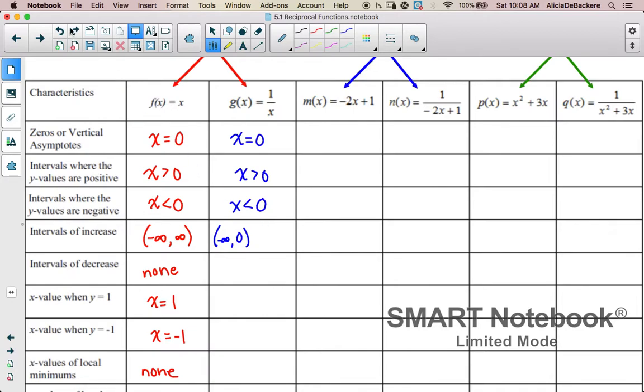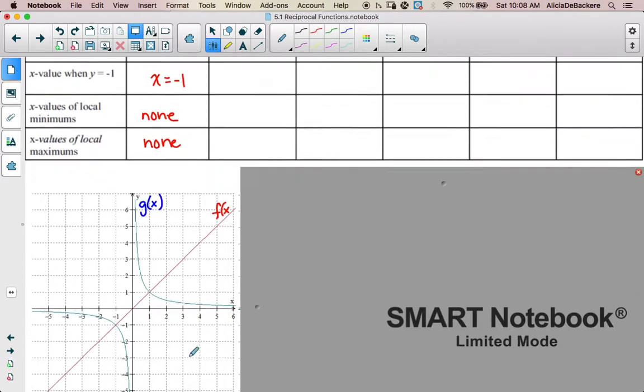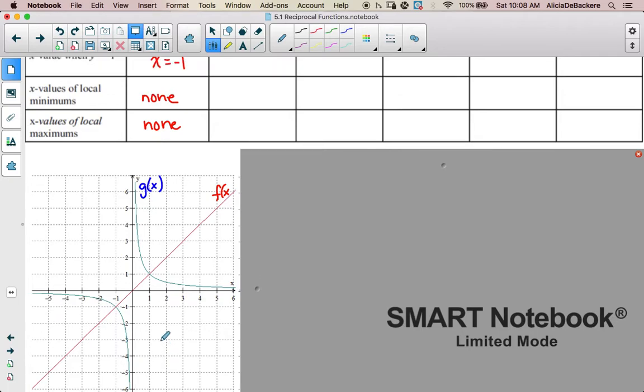Oh, sorry, I was heading down. Not up. I put that in the wrong spot. Negative infinity to 0 and 0 to infinity. And then, of course, there are no intervals of increase. I was never heading up to the right on the blue graph.